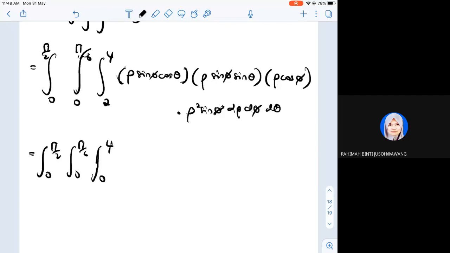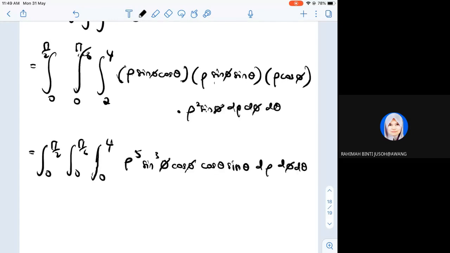So we have this, guys. How many do you have here? Rho: 1, 2, 3, rho to the power of 5. Right. Sin, how many? Sin 1, 2, 3, so sin cube phi, and then cos theta has 1, sin theta has 1, cos phi has 1. So we have cos phi, cos theta, sin theta, sin phi, sin theta, d rho, d phi, d theta.